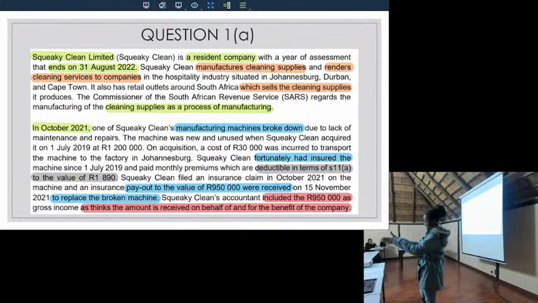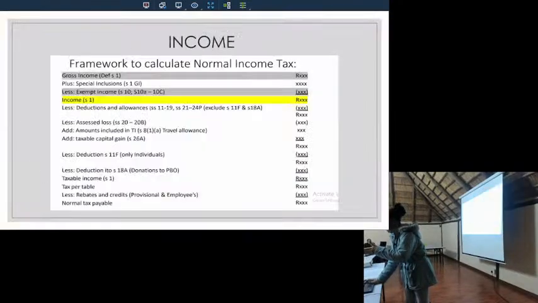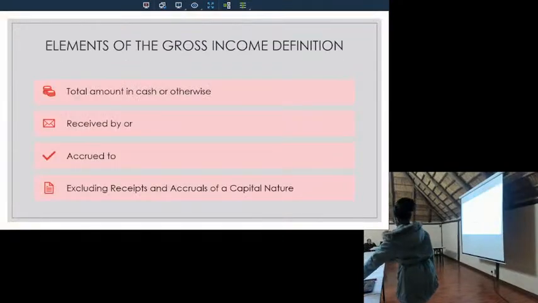They can't apply at the same time, but it's possible for a scenario to want you to identify more than one element, right? So you can apply both of them, but it's impossible for them to go together. That's why I divided them in parts. Received by has its own case laws. Accrued to also has its own case laws. Are we good?